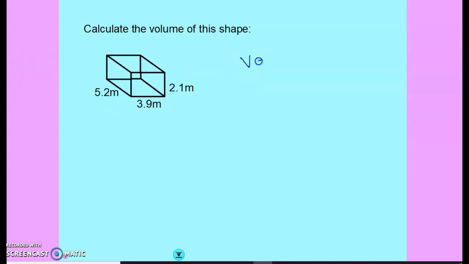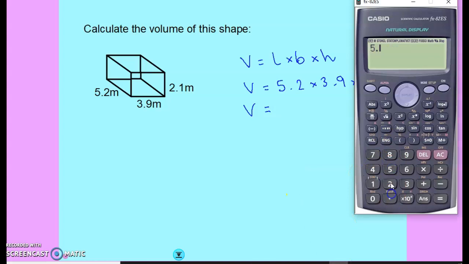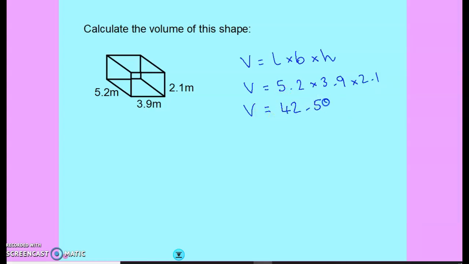Try another one. Volume of a cuboid is length times breadth times height, which is 5.2 times 3.9 times 2.1. Again, doesn't matter what order you do these in. 5.2 times 3.9 times 2.1 is 42.588. So to two decimal places, 42.59 metres cubed.